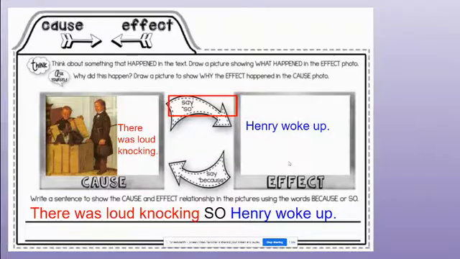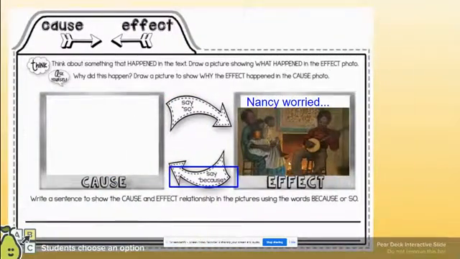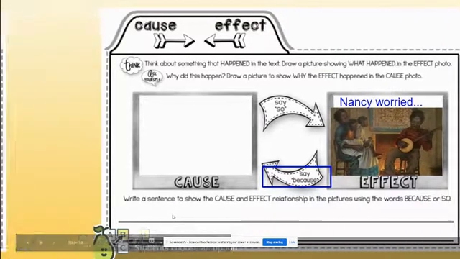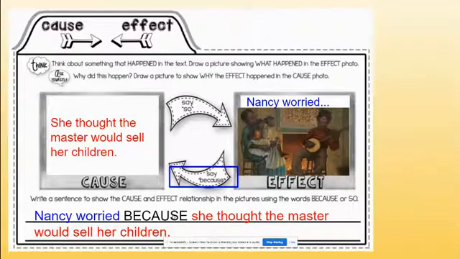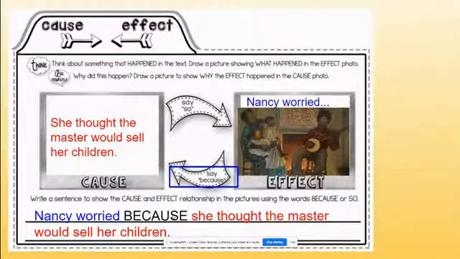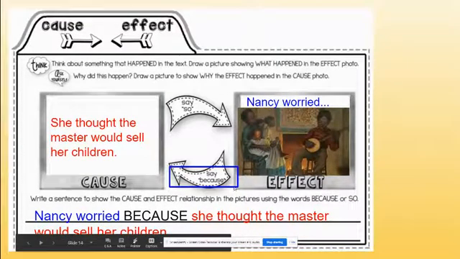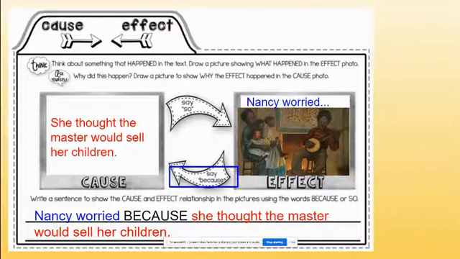Okay, so in your Pear Deck, there's actually going to be a couple more. You're going to start with this one. Nancy worried because, you're going to have a chance to tell why. Look, they did it for us. Nancy worried because she thought the master would sell her children. Now, what is the other way we could have said that? We started here. We start with the cause. What if we start with the why? She thought the master would sell her children. So what happened? Nancy worried.